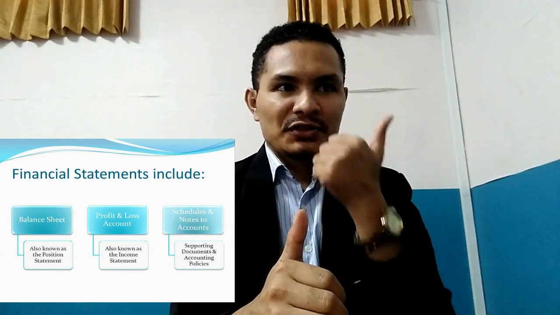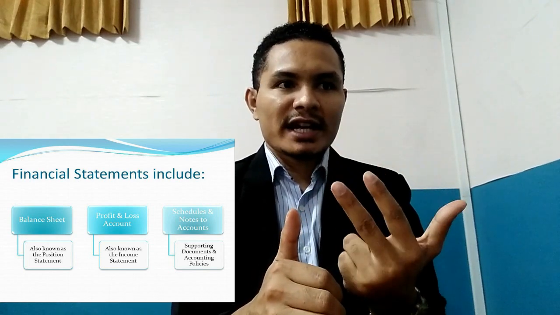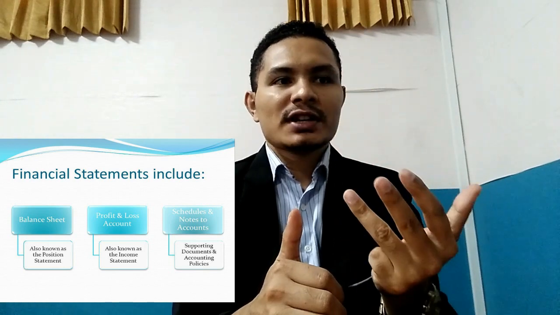So financial statements include: 1. Balance sheet, 2. Income statement, 3. Cash flow statement, and 4. Supplementary notes. Okay, what is a balance sheet?